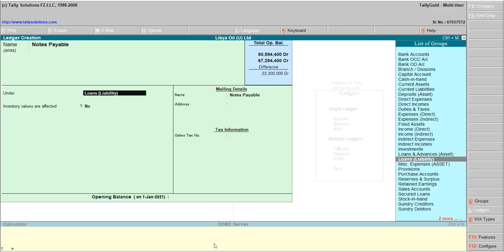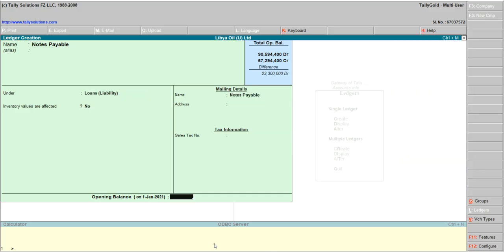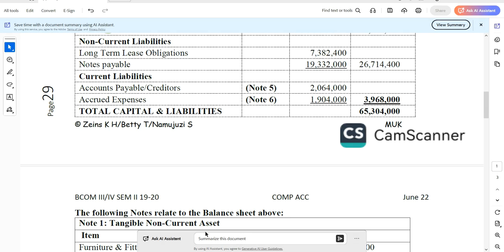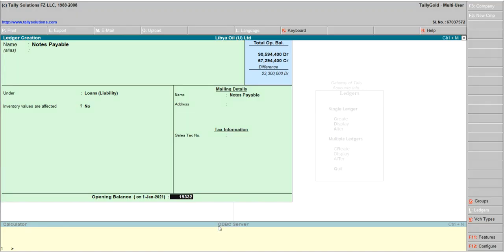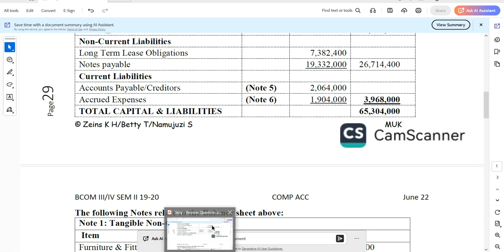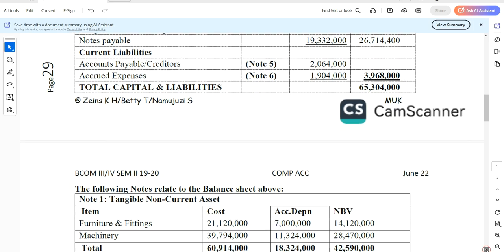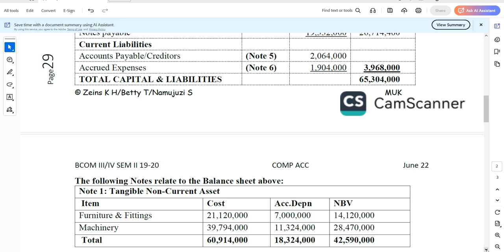Then next is notes payable, still under loans and liabilities. What's the opening balance for this? 19,332,000. Still credit. Next you move to the current liabilities. Under current liabilities, we have the accounts payable, note 5, then you also have accrued expenses, note 6.